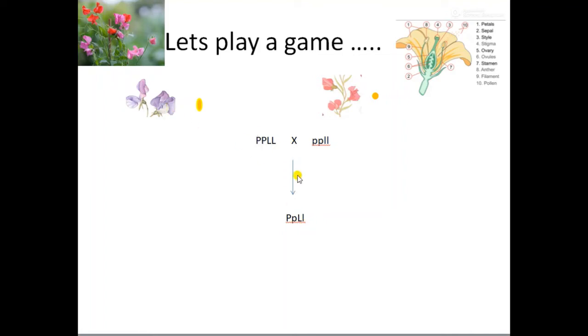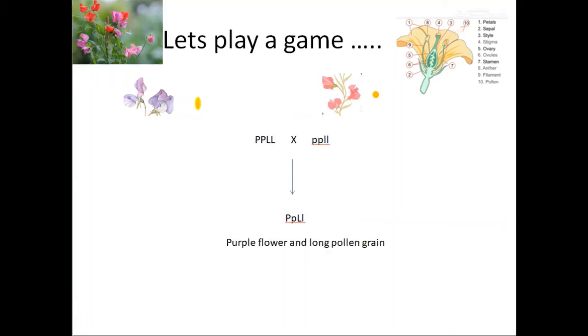And you can see that the parents, though they have been found to be violet and long, the hybrid is also found to contain purple as well as long varieties. Now, from this cross, we can identify that the purple flower and the long pollen grain are dominant characters, and they are expressed in the hybridized or F1 generation.